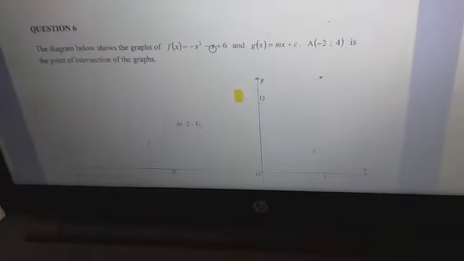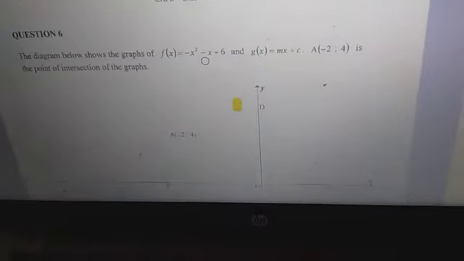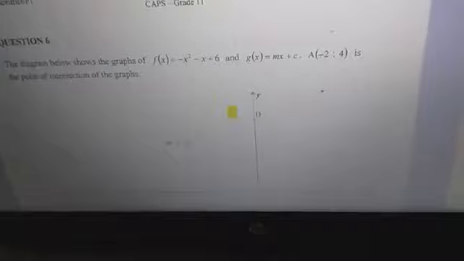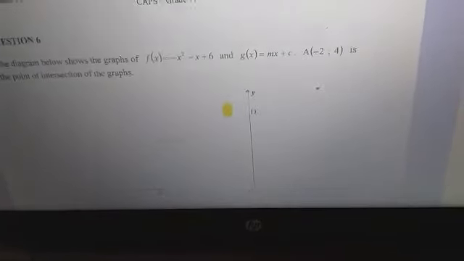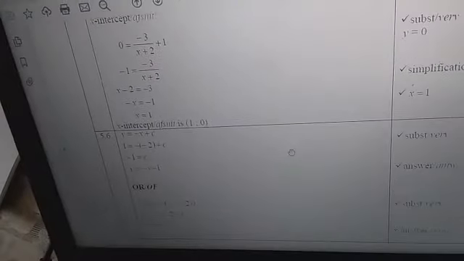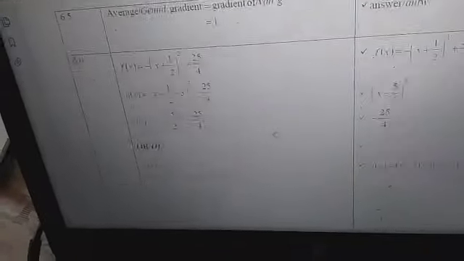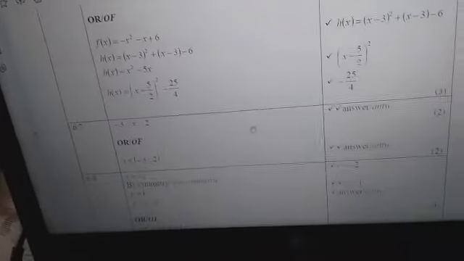How do we do that? Let me show you on the solution how they work that out.